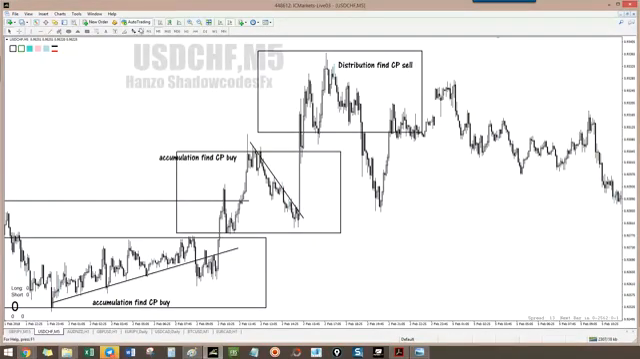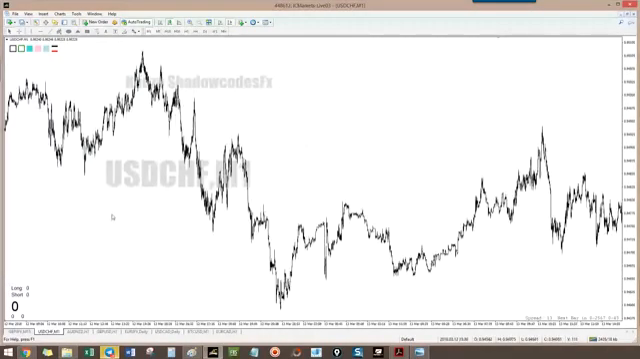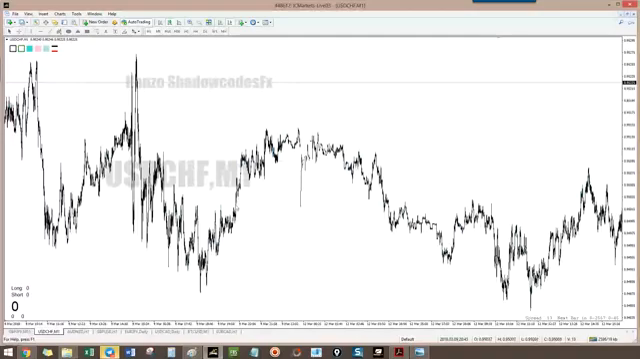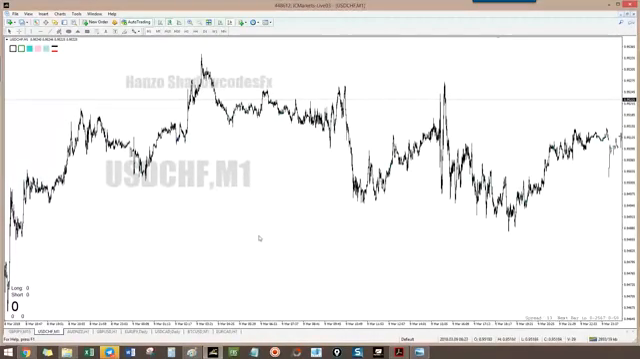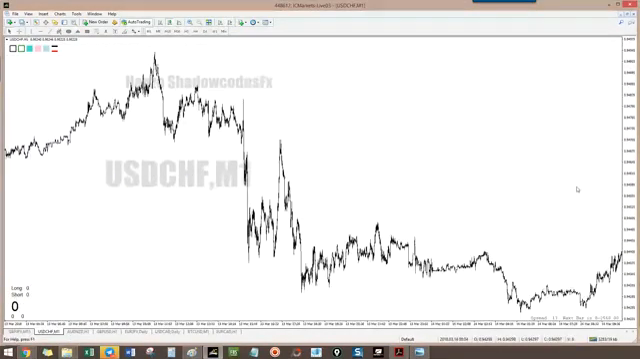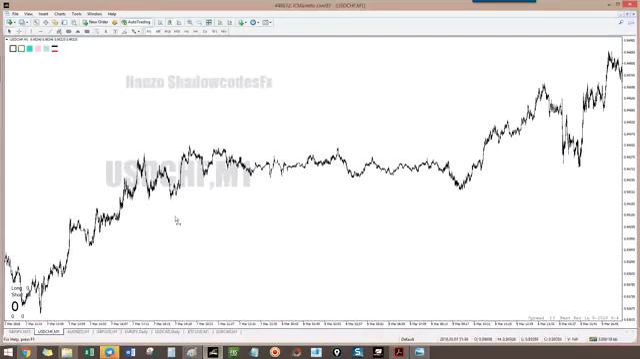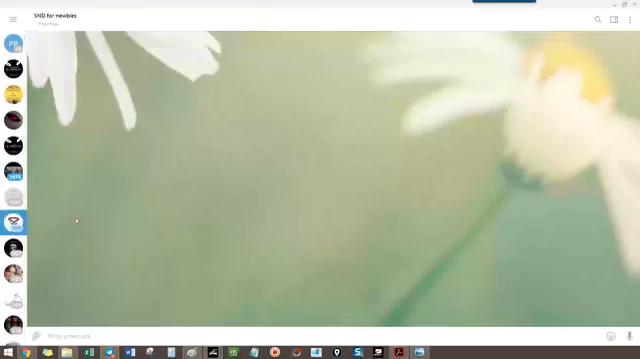But what is the degree? Let's see the angle. This is about 300, so about 55 degrees. This is 55 degrees on M5, so we need to go to M1. Where is it? Can we find it on M1? Or is it too far? No. Oh, damn.